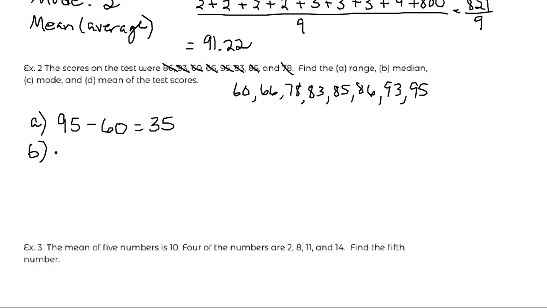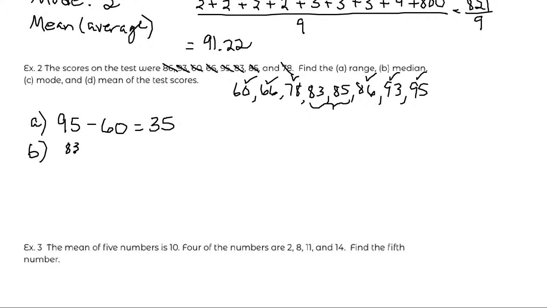Then we're going to find the median. The median is the one right in the middle, so I'm going to do my little check marks. This one and this one, this one and this one, this one and this one. Oh no, we have 2 in the middle. So if there's 2 in the middle, you add them and divide by 2, and that's going to give you your median, which would be 83.